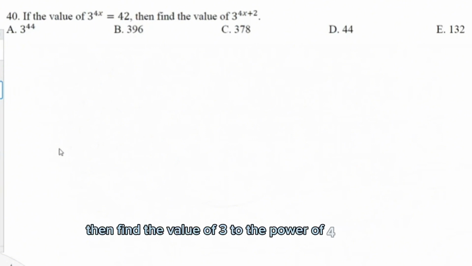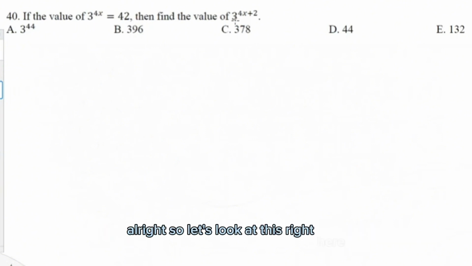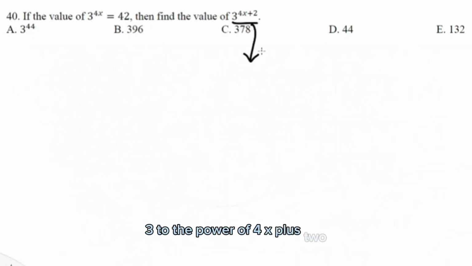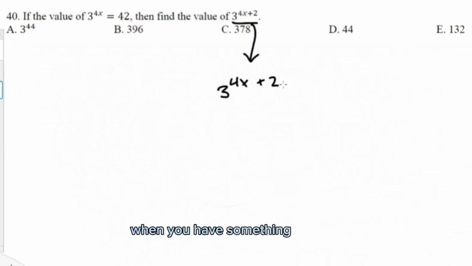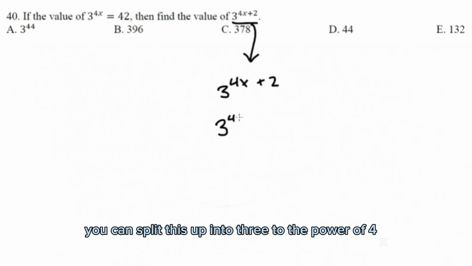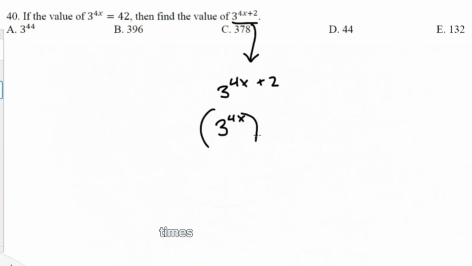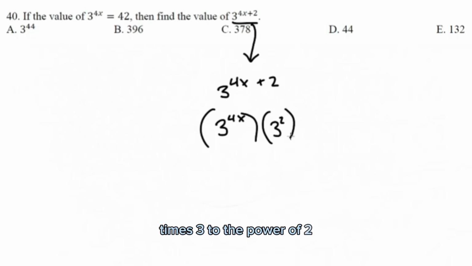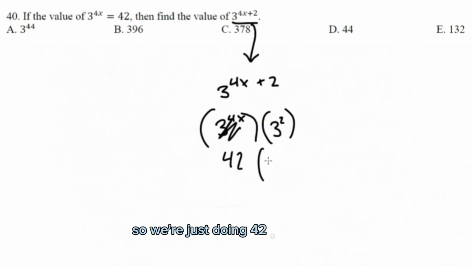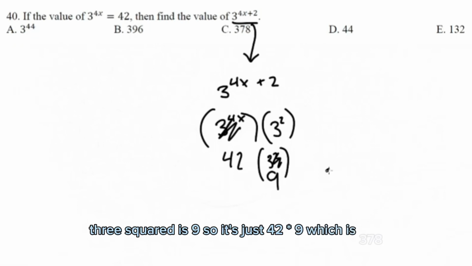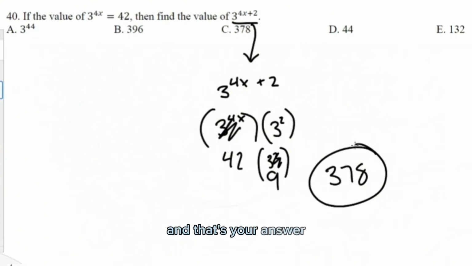Next, if the value of 3 to the power of 4x equals 42, then find the value of 3 to the power of 4x plus 2. Alright, so let's look at this right here: 3 to the power of 4x plus 2. This is what we're trying to find. When you have something like this where the exponents are being added, you can split this up into 3 to the power of 4x times 3 to the power of 2. We already know that 3 to the power of 4x is 42, so we're just doing 42 times 3 squared. 3 squared is 9, so it's just 42 times 9, which is 378, and that's your answer.